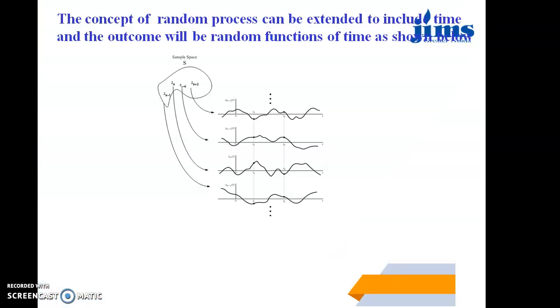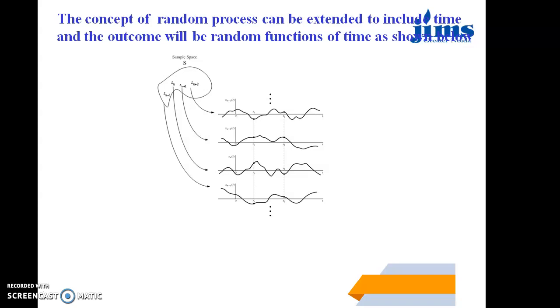So what is the difference between a random variable and a random process? When a particular random variable, which is defined by a sample space, includes a time measure also, that means when time is the next dimension added to a random variable, then that random variable can be termed a random process.